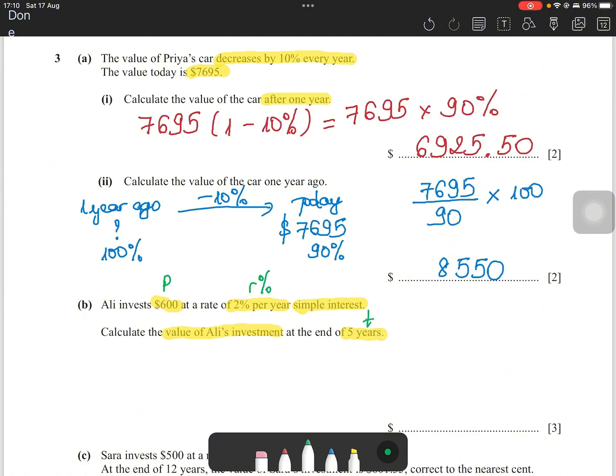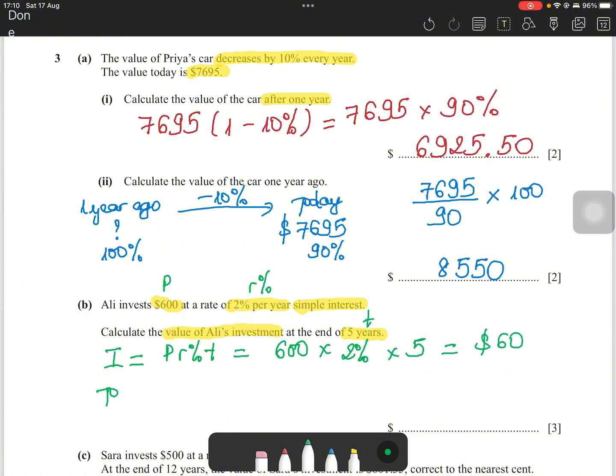So before we find the total value, we need to find the interest. The formula for the interest in simple interest is PRT. P, principal, is $600. The interest rate is 2% and the time is 5 years. So the interest is $60.